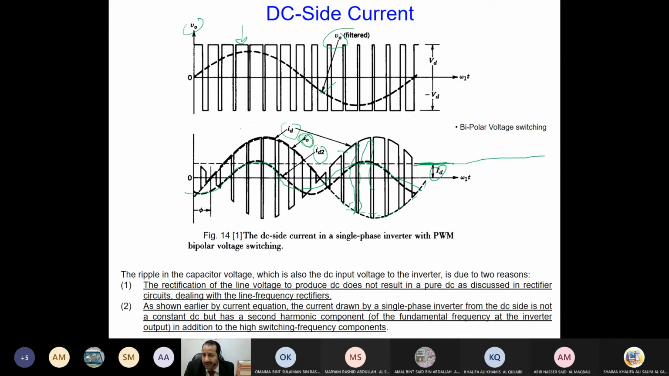So it's disturbed, it's distorted. Now, why does this happen? It happens because of two reasons. The first reason is, as you know, when we produce DC from a rectifier, even if we have a high capacitor at the output, we still have fluctuation, we still have some sort of ripples. So it's not smooth DC, we always have ripples.